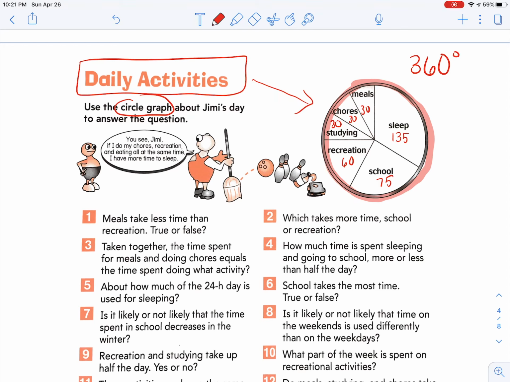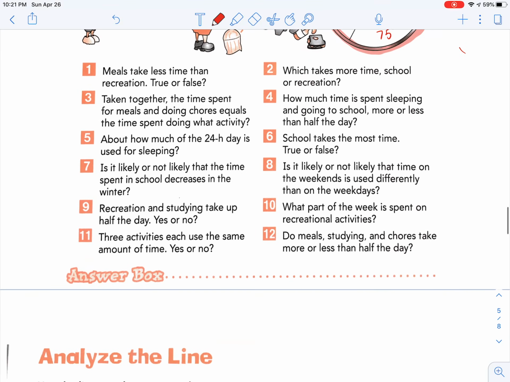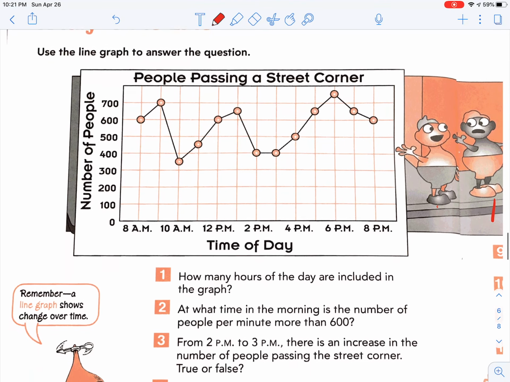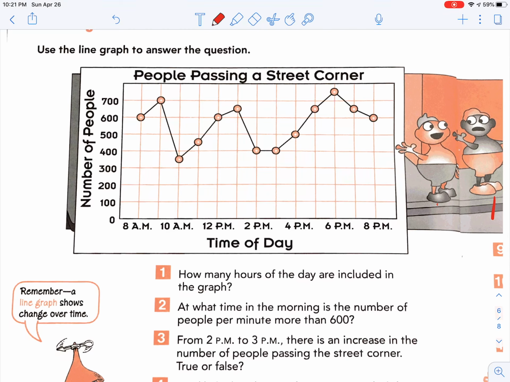So you just are really becoming familiar with how the information is presented, whether it's a line graph, a picture graph, a bar graph, a circle graph. You just have to become familiar with the information. The line graph really represents information in another way. You still have a title. People passing a street corner.